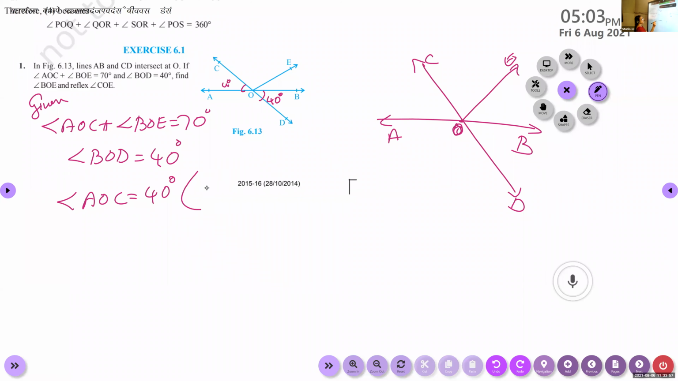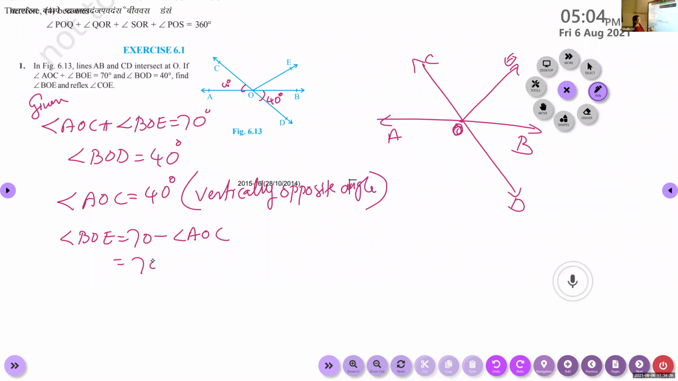Write the reason in bracket: vertically opposite angles. AOC is a vertically opposite angle. So AOC plus BOE is 70. So angle BOE is 70 minus AOC, that is 70 minus 40, 30 degrees. One question, one answer we got.